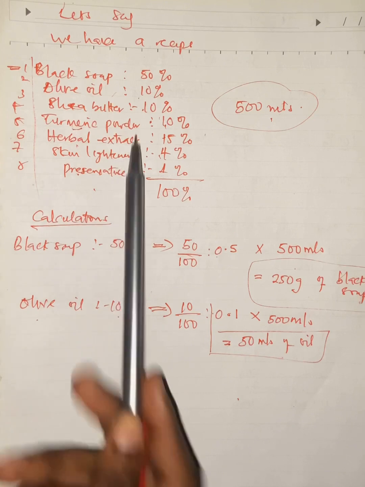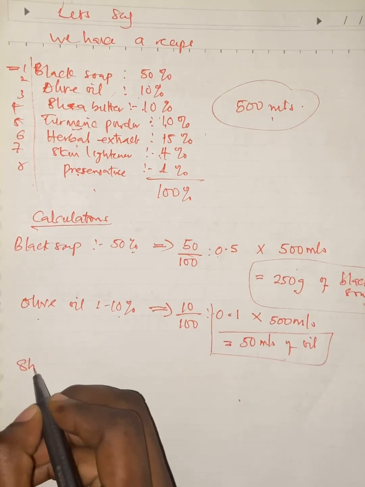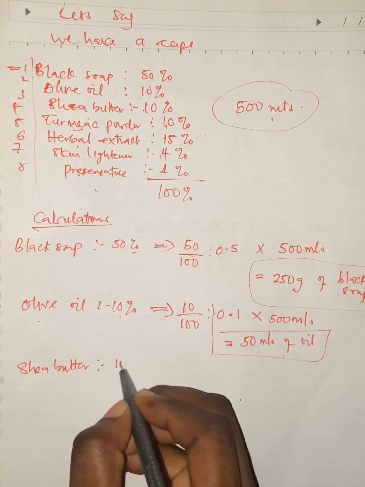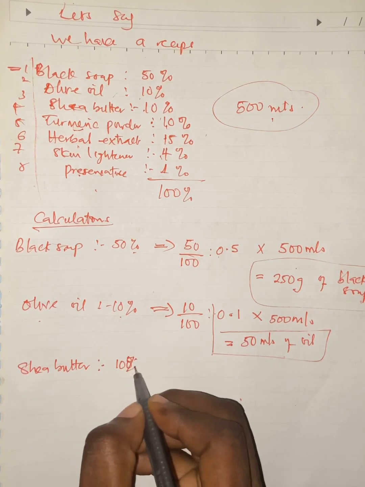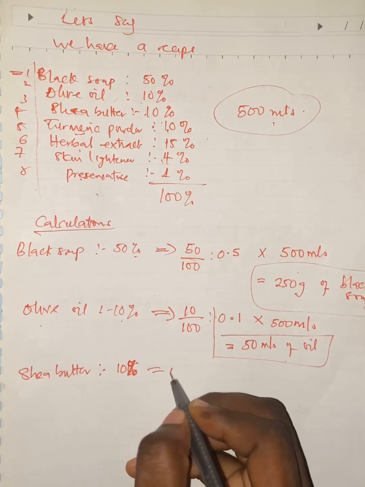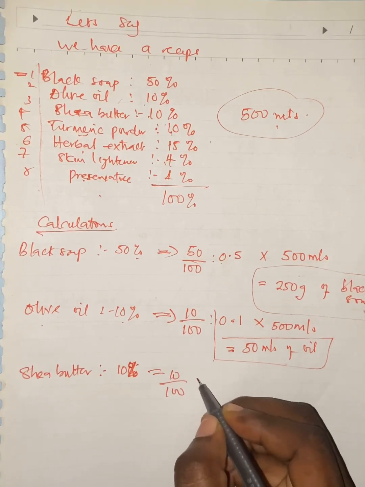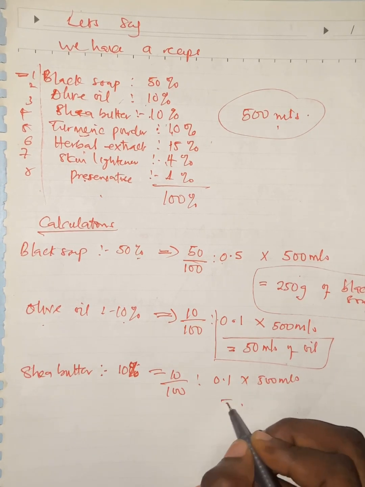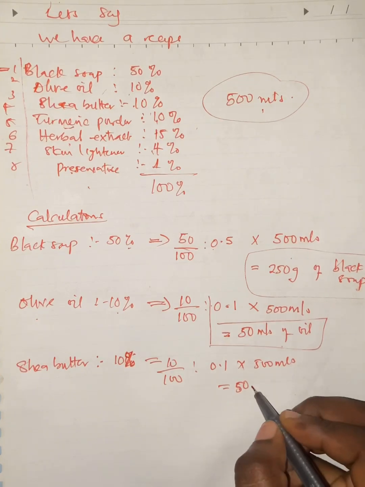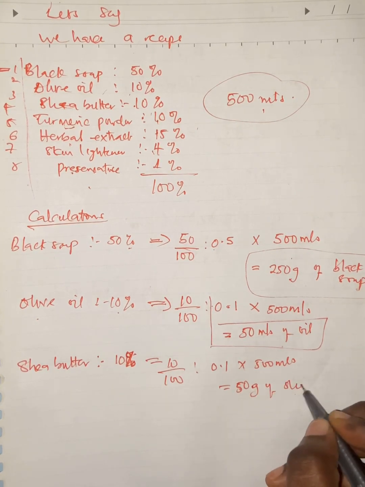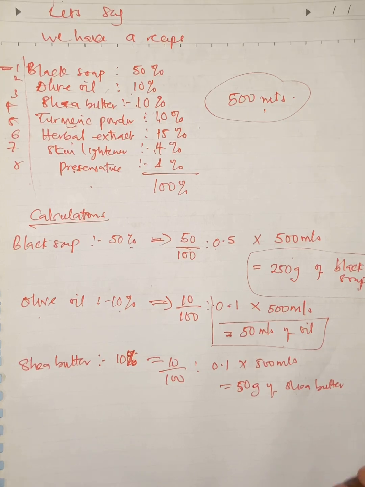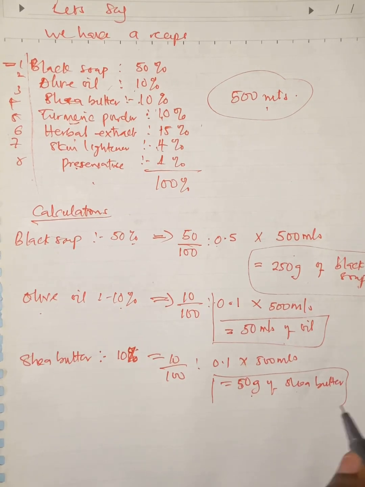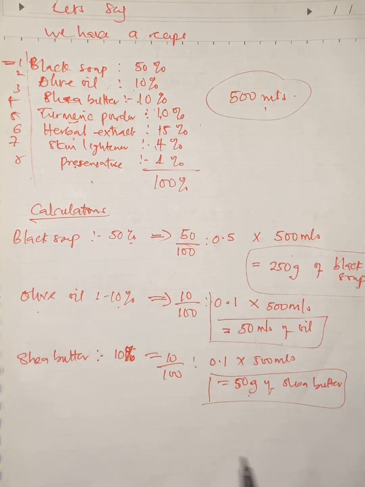Next, shea butter, so you want to calculate the same thing. You calculate according to the percentage for each. That is 10% shea butter. So that means 10 over 100, 0.1 times 500 ml. And that is also 50 grams of shea butter. Shea butter is semi-solid, but it is more solid than liquid, so that's why we're using grams of shea butter for this formulation. Now, turmeric powder.